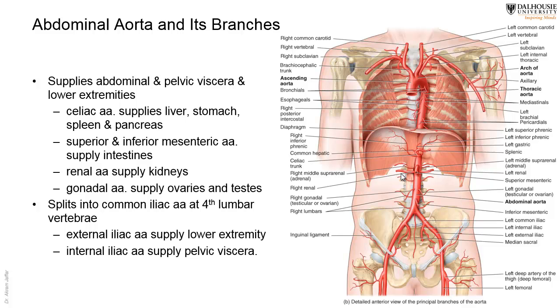And here at the level of the L4 vertebra, the aorta divides into two common iliac arteries. Common because each common iliac divides into external and internal iliac. The internal iliac goes to the pelvis and supplies all the viscera of the pelvis. The external iliac goes straight down to the lower limb. Here it becomes the femoral artery, the major artery that supplies the lower limb.